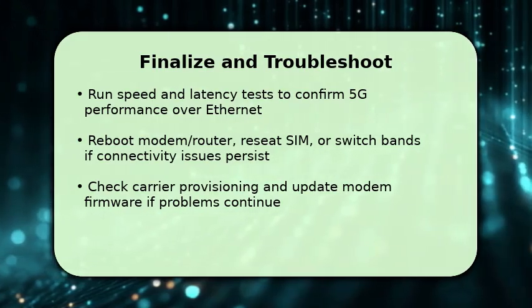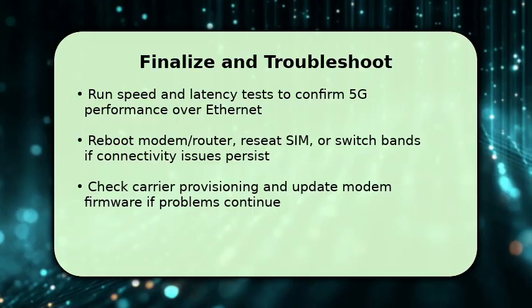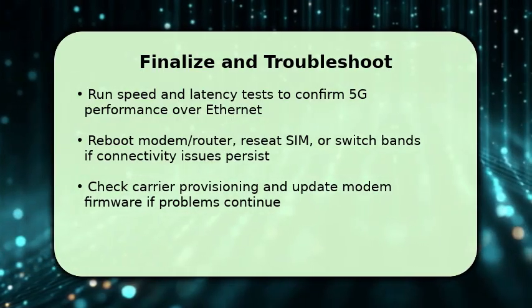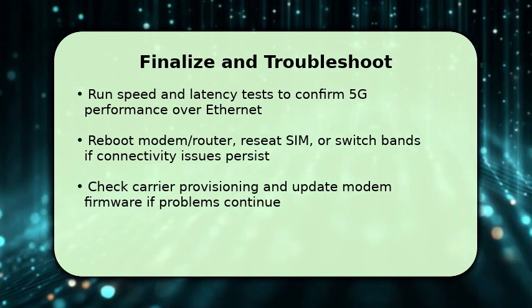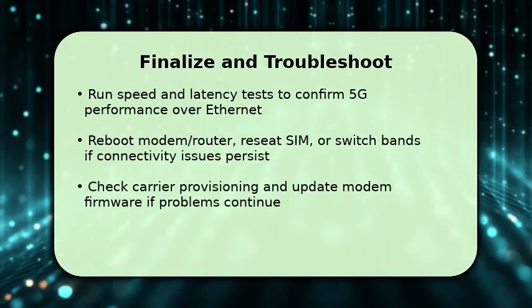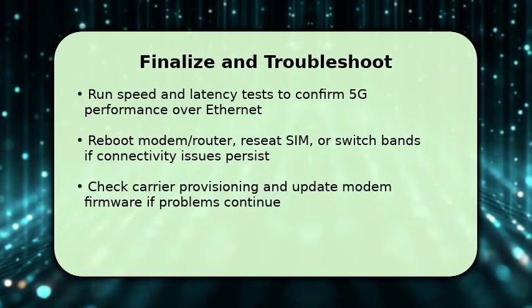If issues persist, switch band or preferred network type in the modem UI, check carrier provisioning and APN settings, and update firmware. One key troubleshooting tip: if you see no public IP or NAT double layering, toggle bridge mode versus router mode.